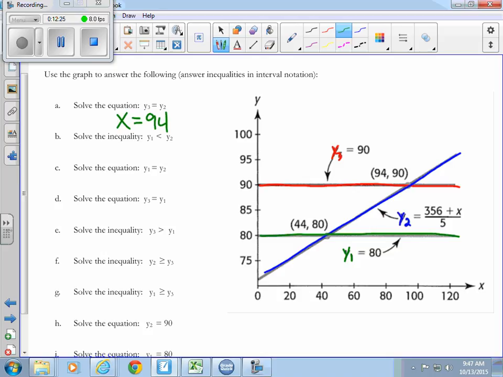This is the first time you've seen this, new to you. Solve the inequality y1 less than y2. Well, where's y1? What color is y1? Green. Green. And what color is y2? Blue. So I want y1 to be below y2. When is y1 below y2?